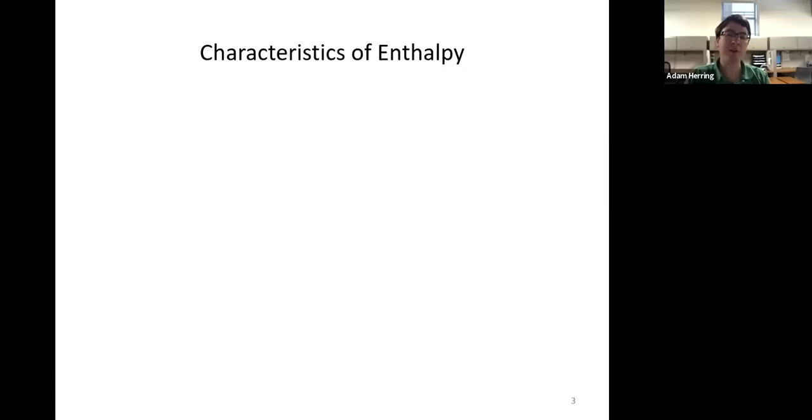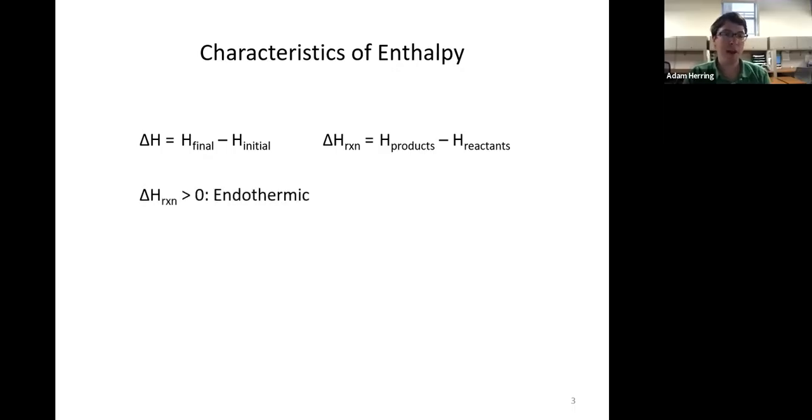So let's talk about some of the characteristics of enthalpy. We can describe the change in enthalpy as the final enthalpy state minus the initial enthalpy state. And for a given reaction, this would be the enthalpy of the products minus the enthalpy of the reactants. If the change in enthalpy is greater than 0, we say that this is an endothermic reaction. And if it's less than 0, then it's exothermic.